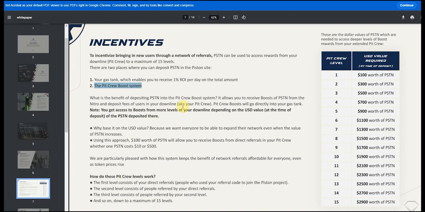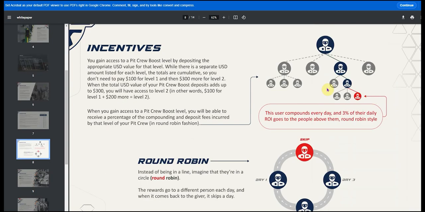Everybody in your pit crew, the people you recommended to join the site, who signed up under your referral link, who want access to any of those benefits from those transaction fees when they're already rehydrating themselves. And you have to put some Piston into this pit crew boost system. This works pretty much the same way as Drip. You have the driver, and then basically everybody underneath you is a pit crew, and those referral bonuses are paid on the round robin system, real similar to the Drip network.